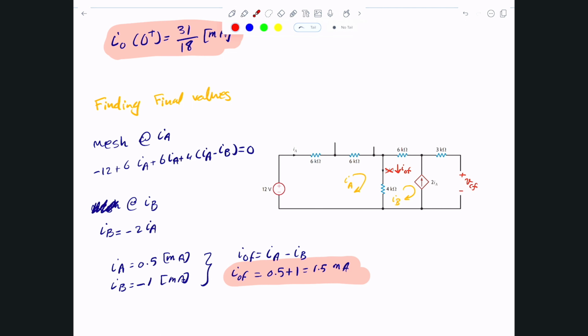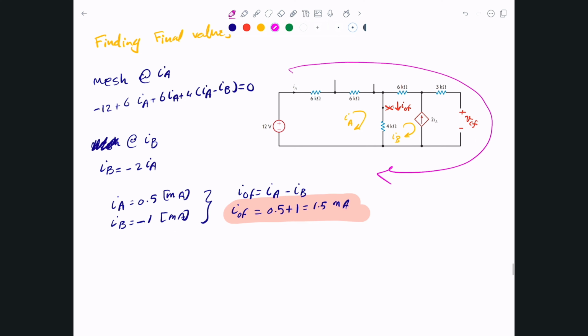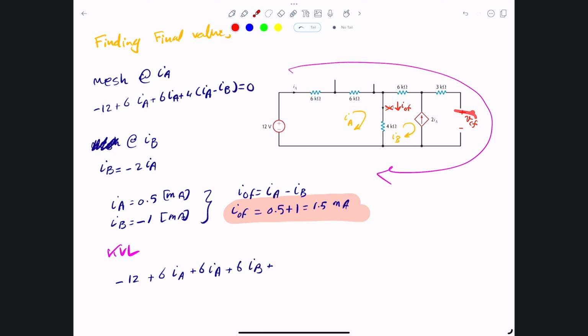Now, I'm also looking for this final value in here. There are multiple ways to do that. What I will do is use a KVL equation across this loop. This KVL tells me the following: -12 plus 6I of A plus 6I of A plus 6I of B, and the 3 doesn't need anything, because if we wait for a very long time, this is an open circuit, so there's no current flowing through this, so it doesn't exist. That tells me VC final equals 0.